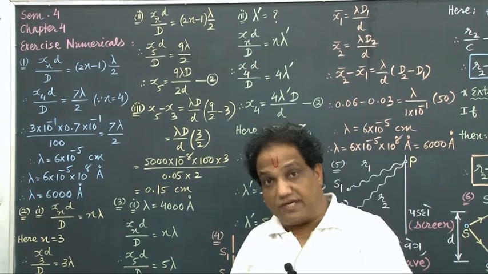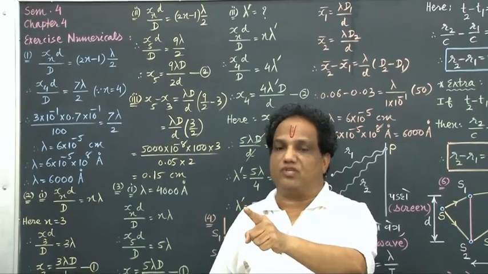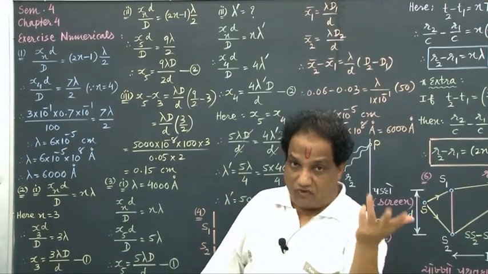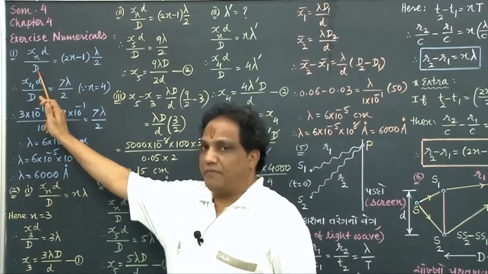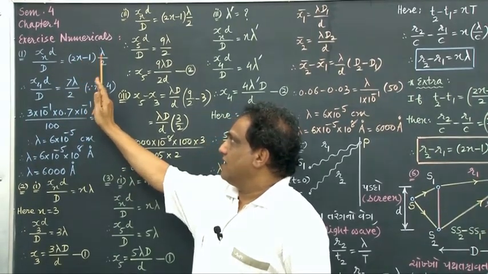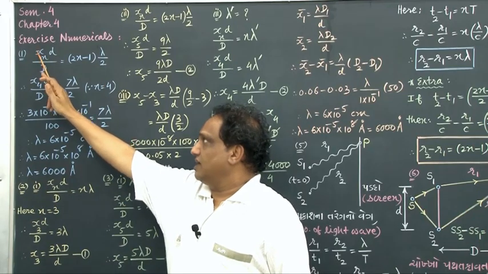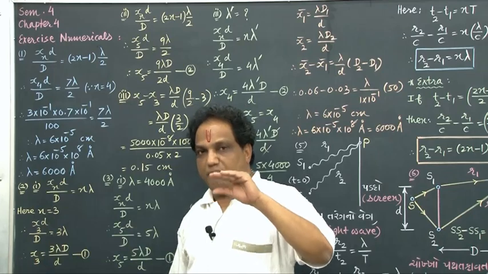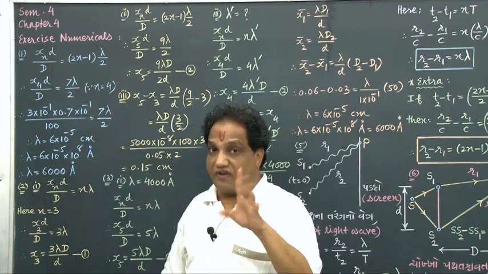Dark fringe means zero intensity. Zero intensity means destructive interference. Destructive interference means path difference should be (2n minus 1) into lambda by 2. But what was the formula for path difference? It was x into small d upon capital D. Fine. And that should be equal to (2n minus 1) lambda by 2. Instead of x, I am just putting xn. N is a suffix, you must write it below x. It indicates order of dark fringe.